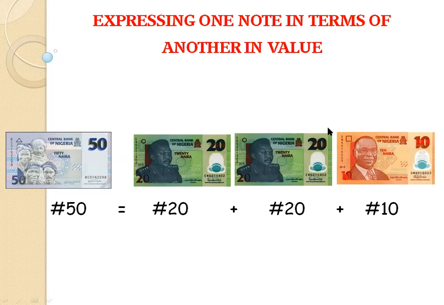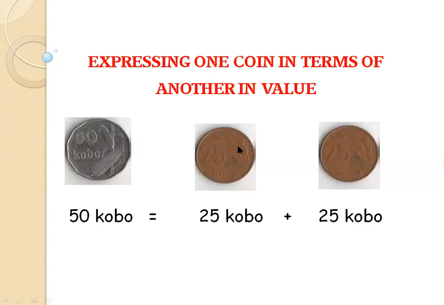And also, in terms of buying, I can buy something of 20 naira, and then the person I'm buying from will give me a change of 30 naira. So this is breaking down of money into smaller denominations, or expressing one note in terms of another. So this is for your naira note. You can do the same thing for our coin.